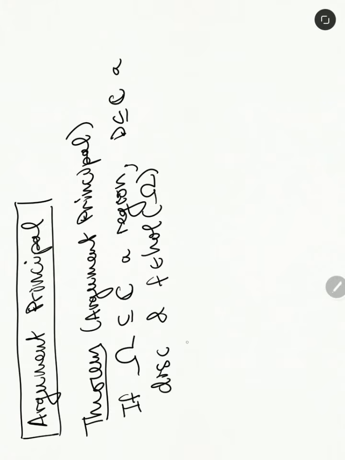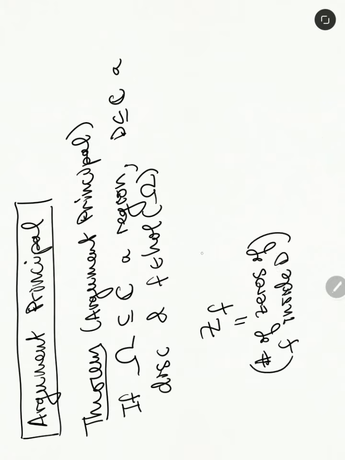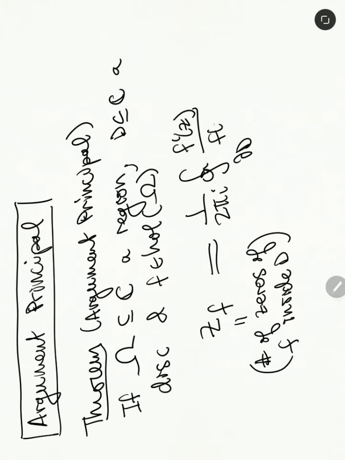So the number of zeros of f inside D, we can compute this via a formula. So it's 1 over 2 pi i, the integral over the boundary of the curve, or boundary of the disk, and then we take a logarithmic derivative here. This is what the argument principle says, for a holomorphic function.